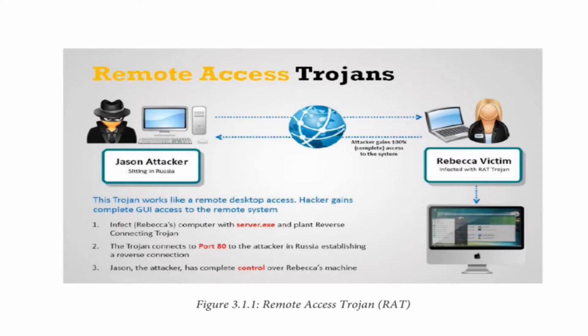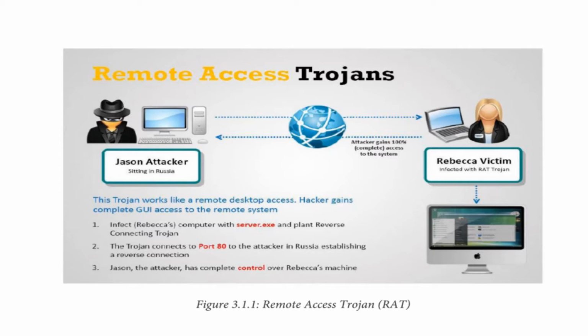This diagram represents the working of a RAT. Here, Jason is the attacker and Rebecca is the victim. Jason sends a file with a Trojan to Rebecca. Generally, these Trojan-attached files are in GIF extension. Rebecca receives and opens the file, and the attached Trojan enters her system. After entering Rebecca's computer, it starts causing progressive and slow damage.